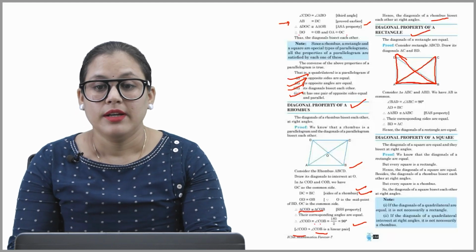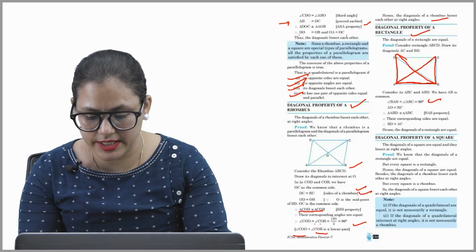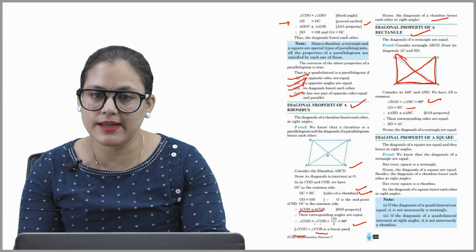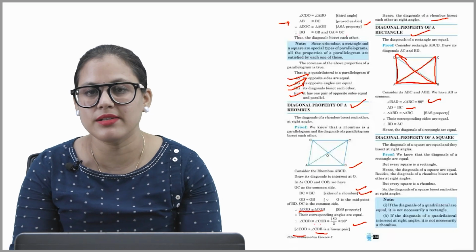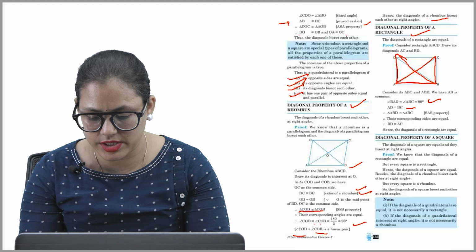Now, we have AB is common, angle BAD is equal to angle ABC, 90 degrees, AD is equal to BC. Now, by SAS, both these triangles are congruent and therefore BD is equal to AC. That means diagonals of a rectangle are equal.